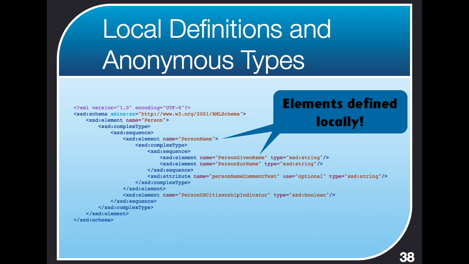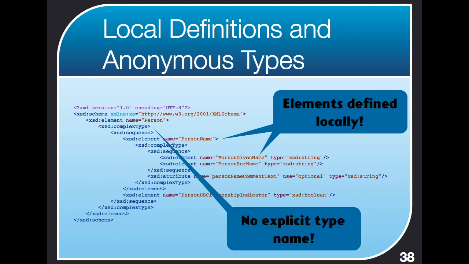Additionally, take a look at the typing. Person has a complex type defined right inside of it. There's no name for it. It's just the complex type for person that holds a person name and the citizenship indicator. Person name is the same way. We're defining a complex type right there inside of the person name definition element, saying here's the type for person name, but we don't have a name for it.